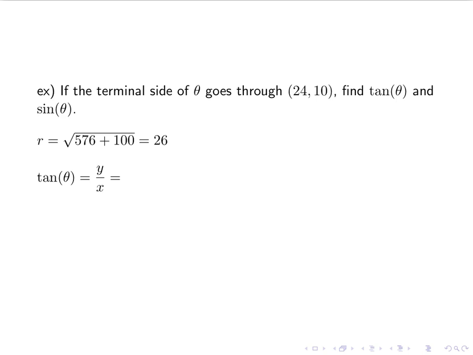Tangent of theta is y over x, which is 10 over 24. So notice I didn't even need r to find tangent. And I'll simplify that to 5 over 12. You always want to leave it exact if you can, because it's really nice. It's the exact answer. There's no question about it. So leave it as 5 over 12. Do not plug it into your calculator and come up with a decimal for it. The next one is sine of theta. Sine is y over r. So that's 10 over 26, which is 5 over 13.